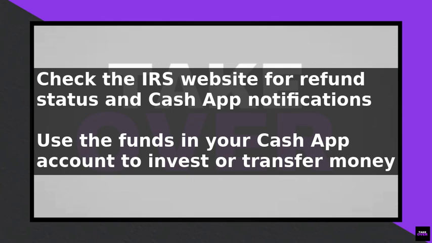To avoid any delays or issues with receiving your tax refund, make sure to double-check the account and routing numbers you provide to the IRS. Also, ensure that your Cash App account is active and in good standing. By following these steps and best practices, you can easily get your tax refund deposited into your Cash App account and access your funds quickly and securely.